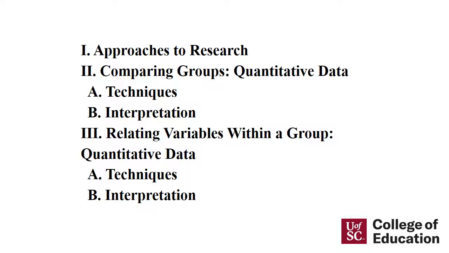3. Relating variables within a group, quantitative data. A. Techniques. When researchers examine a relationship between quantitative variables within a single group, the appropriate techniques are the scatter plot and the correlation coefficient. B. Interpretation. Interpreting scatter plots and correlations presents problems similar to those discussed in relation to differences in means.